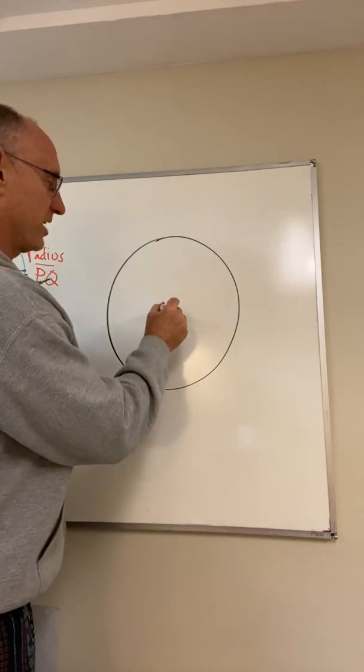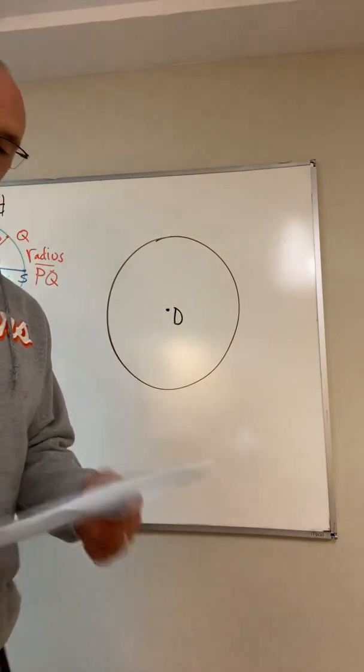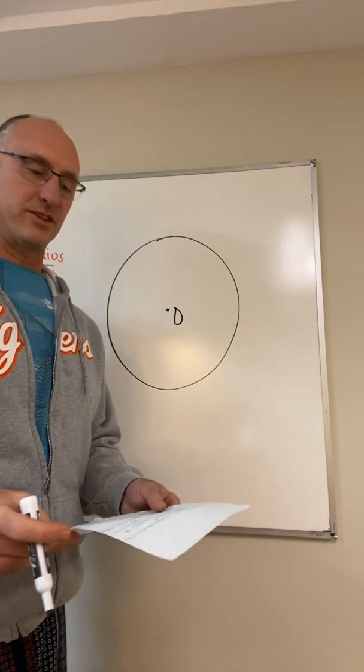Anyways, so we put a center in there. We'll call that center D. Okay. Now we're going to start talking about angles in the circle.